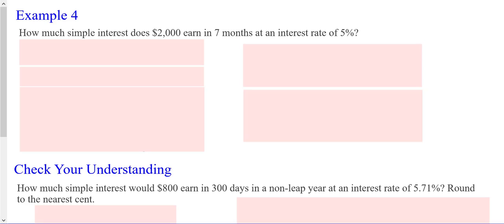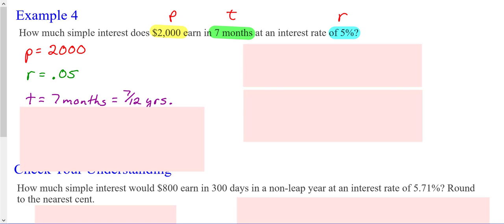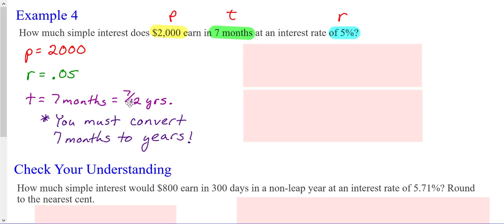So let's do another example. How much simple interest does $2,000 earn in 7 months at an interest rate of 5%? So 2,000 is our principal, 7 months is our time, and our rate is 5%. We fill in our variables. Principal is 2,000, rate converted would be 0.05. And the one thing you have to remember is that 7 months is really 7 out of 12 of a year. You have to convert the months to years because time is represented in years.